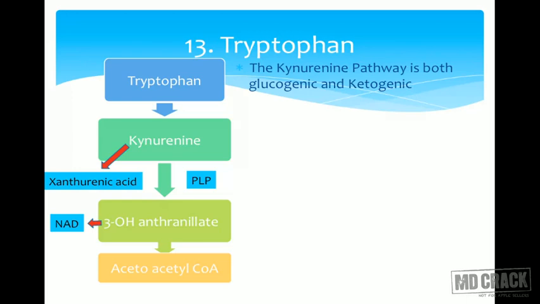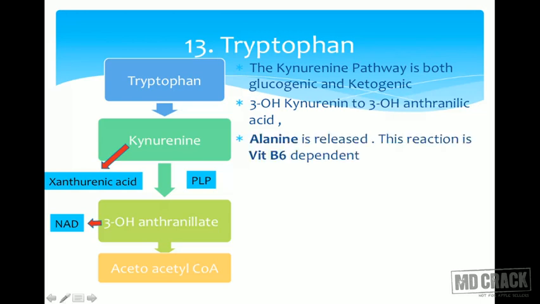So you had threonine which formed pyruvate and succinyl-CoA, whereas you have tryptophan which is forming both acetyl-CoA or acetoacetyl-CoA and pyruvate. So tryptophan can form these two compounds. Acetyl-CoA, it becomes ketogenic, and it can form pyruvate, so it becomes glucogenic. So 3-hydroxykynurenine to 3-hydroxyanthranilic acid, alanine is released, and that is why alanine is converted to pyruvate.